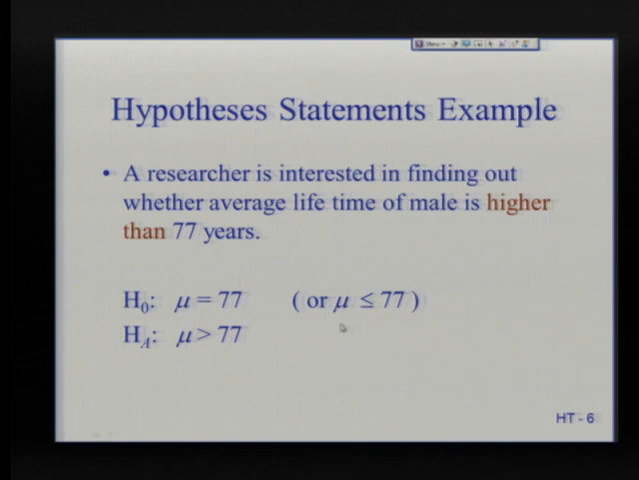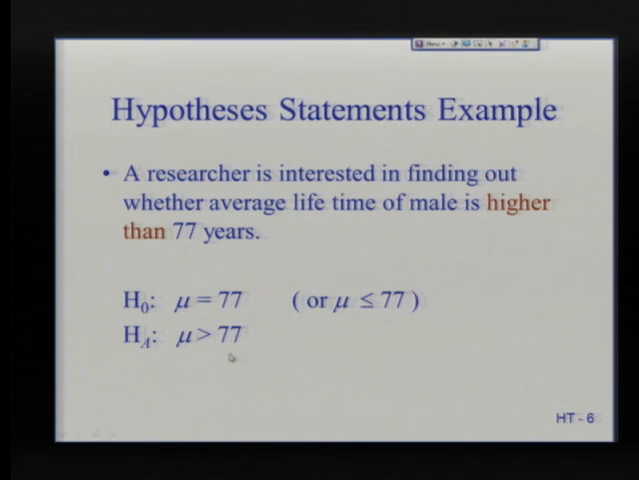Now, some people, when you have a situation of strictly greater than 77, set the null as less than or equal to 77. Some people do that. That's fine, right? But as long as you have an equal sign there, that's good, okay? Anytime you have an equal, you want to put it in the null. If you have strictly greater than, strictly less than, or not equal to, you want to set it as the alternative, right?